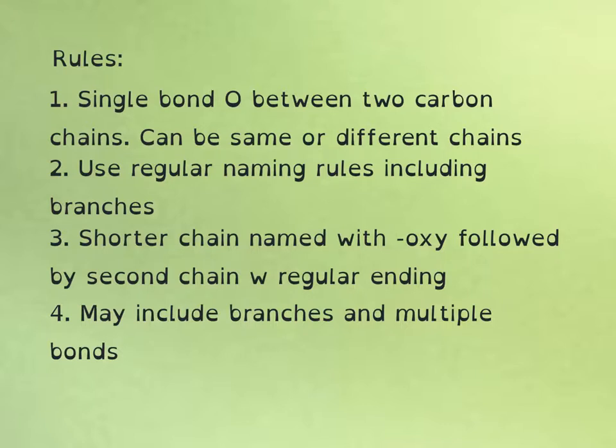What you do, though, is you take the shorter chain and you add oxy to the name, and then you do the second chain with its regular ending. Again, you can have branches and you can have multiple bonds. So you're going to have things like methoxypropane.